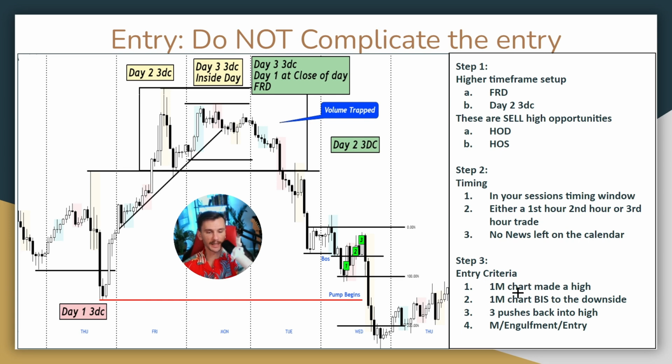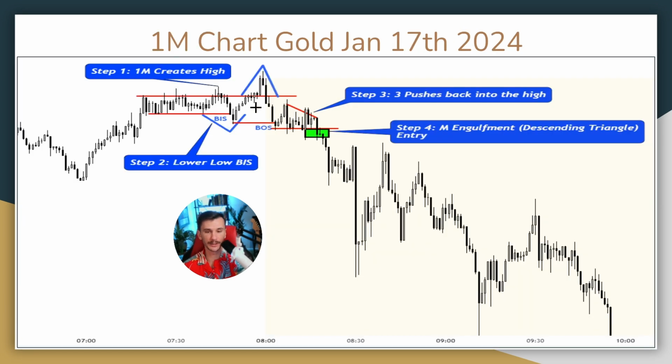Step 3, entry criteria. My 1 minute chart has made a high. The 1 minute chart break in structure to the downside. 3 pushes back into the high, M engulfment, and then my entry. So you can see lower low, 3 pushes back into the high, breaks down, makes another lower low in the first hour. Then you give 1 push, second push, third push, up, down, up, and then that is the engulfment down of an M. Also the descending triangle down for that first entry, and then the add-ins can follow.